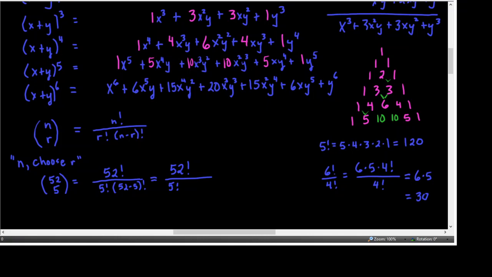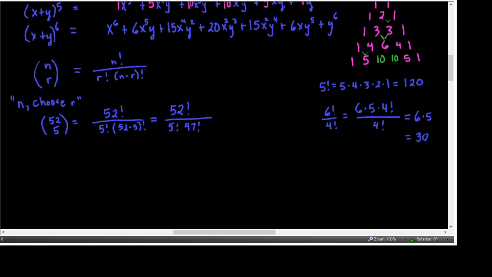And 52 minus 5 is 47. And so looking at the two large factorials, I'm going to expand the largest one out, at least for a while. So 52 factorial is 52 times 51 times 50 times 49 times 48 times 47, stop, because that matches one of the factorials down in the denominator. So I'm going to write that one down here, 47 factorial.